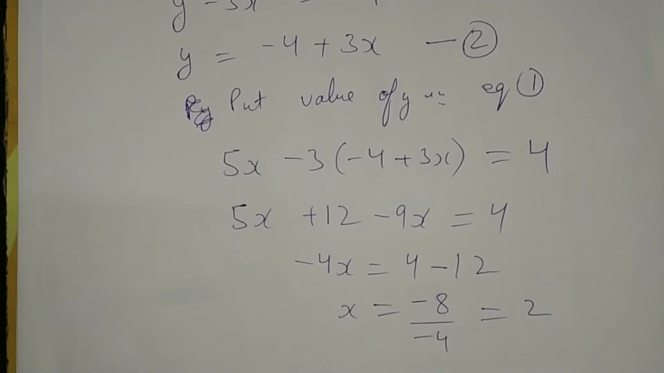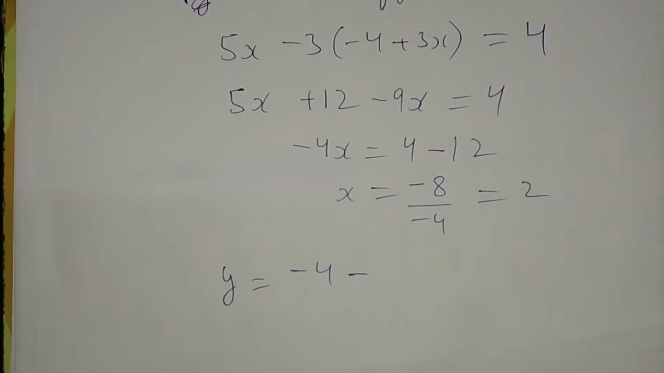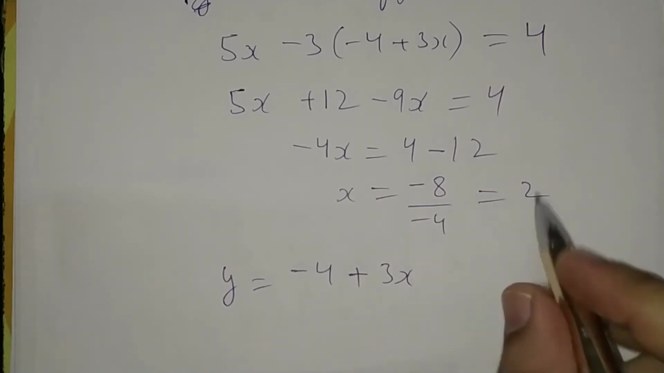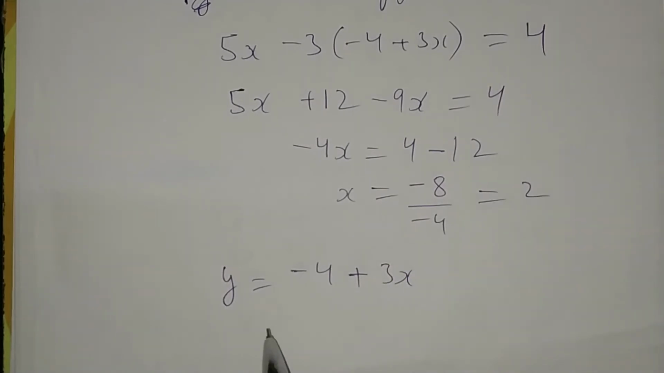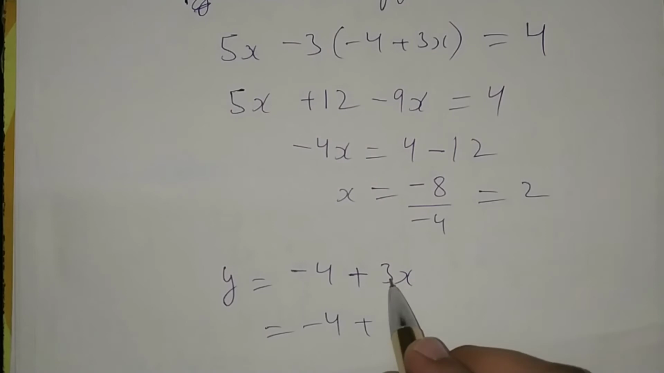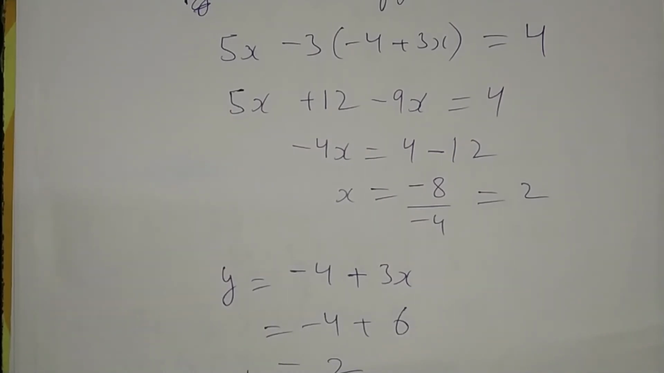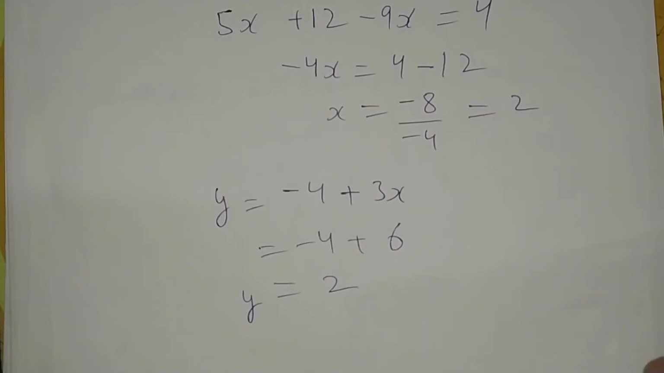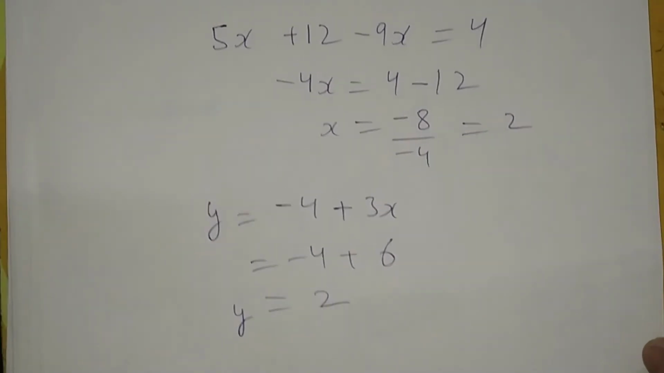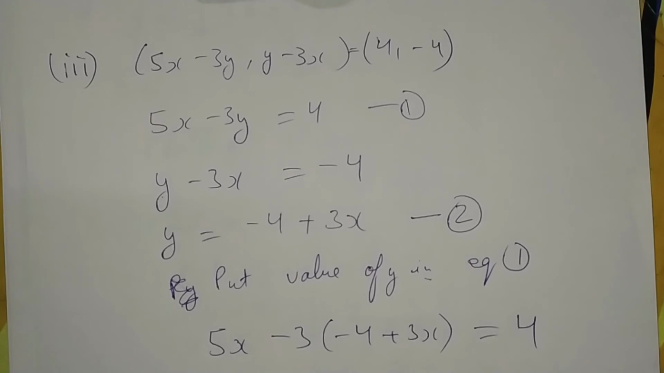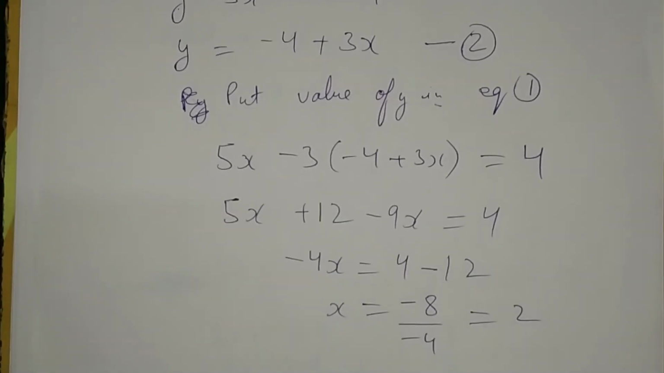Now what is y? y is equal to minus 4 plus 3x. So put the value of x here. Minus 4 plus 3 into 2, 6, which is equal to 2. y is also equal to 2. So x and y both are equal to 2.